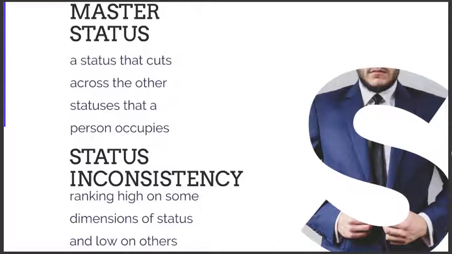So for example, I'm a good example of that because I'm a doctoral candidate and have a master's degree, but I don't at the moment have a full-time teaching position or a professorship. So I'm just kind of working part-time. So that's the status inconsistency. I rank high in education, low in social class, at least in terms of money I earn.